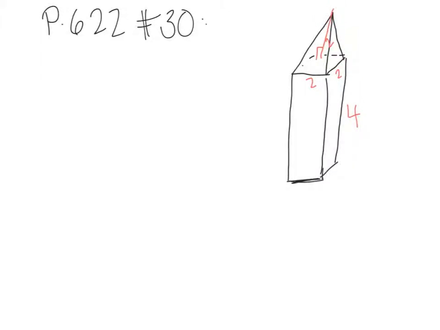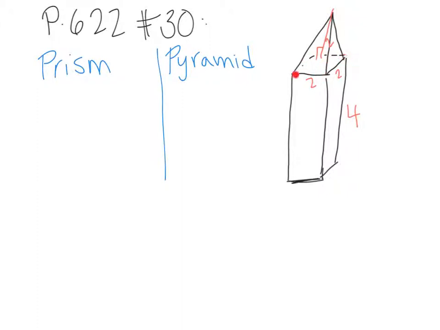Okay, this is the third composite figure that we had to find the surface area and the volume for. And we have two things happening. We have a pyramid and a prism. So we have the prism, which is the box on the bottom, and we have the pyramid on top of it. And again, there's that covered base that we're gonna subtract.